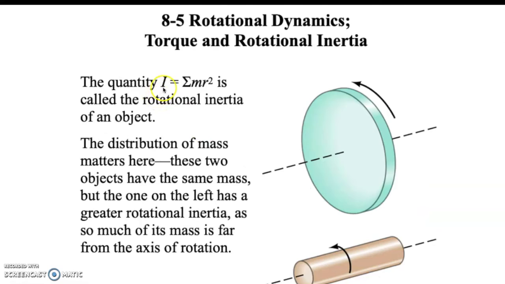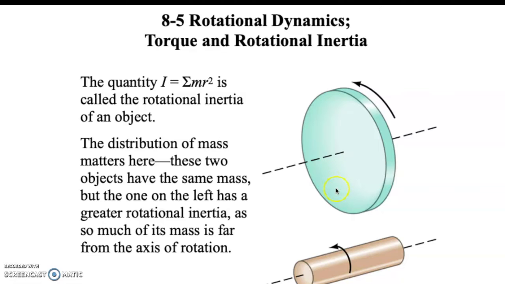So the quantity inertia is equal to this, right? The sum of mr squared. It's called the rotational inertia of an object. The distribution of mass does matter, all right? These two objects here have the same mass, but the one on the left has a greater rotational inertia as so much of its mass is so far away from the axis of rotation, okay? So as the mass gets farther away from the axis of rotation, the greater the inertia is.